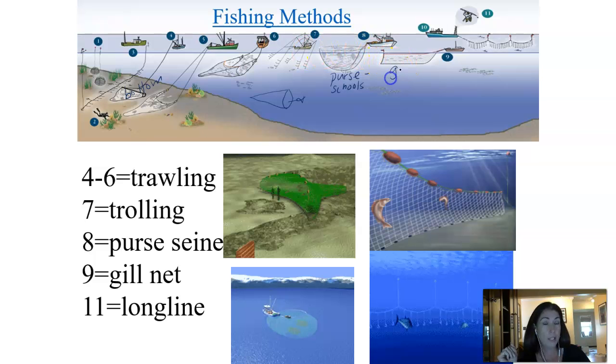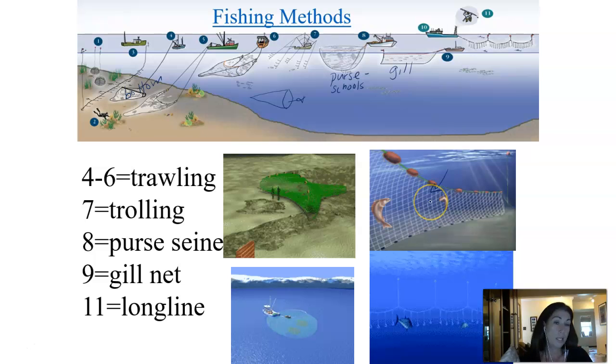Number 9 here is the gill net, and this you can put at different heights in the water. And with the gill net, what you see is that fish will go up to it, and this is right here as well. This is the gill net. Fish will swim up to it, and they won't really see that mesh in the water. It's nearly invisible, and they'll swim in and they'll get stuck in that net, and they'll just struggle and struggle until you pull that net up.